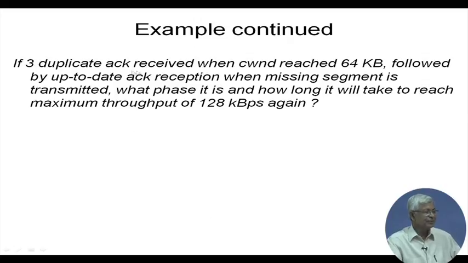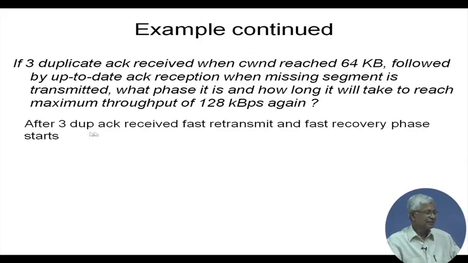Now, if 3 duplicate ACKs are received when the cwnd reaches 64 kilobyte, followed by an up-to-date ACK reception when the missing segment is transmitted, what phase is it and how long will it take to reach the maximum throughput of 128 kilobyte per second again? This is a fast retransmit and fast recovery phase. So, after 3 duplicate ACKs are received, the fast retransmit and fast recovery phase starts.